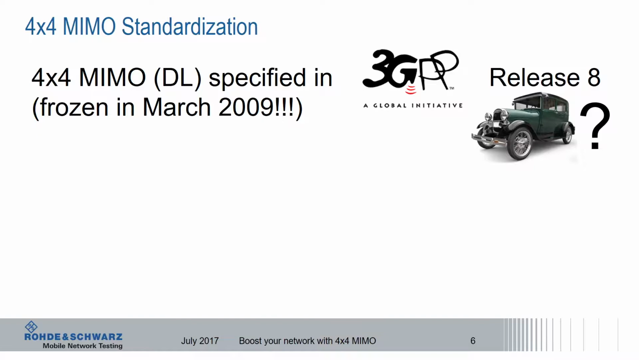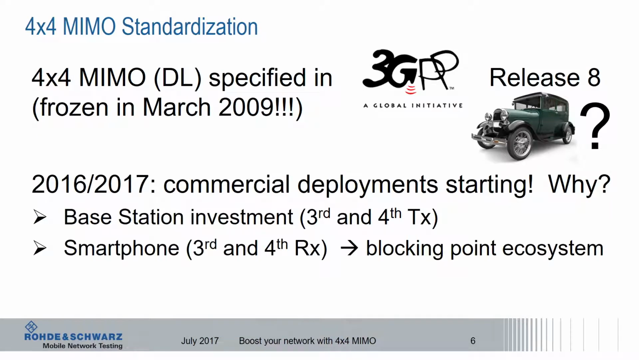But why is Rohde & Schwarz now talking about it today, why are we doing a webinar about 4x4 MIMO? Because nowadays we see significant commercial deployments, and only nowadays. It started end of 2016. But why not earlier? What was blocking the commercialization?